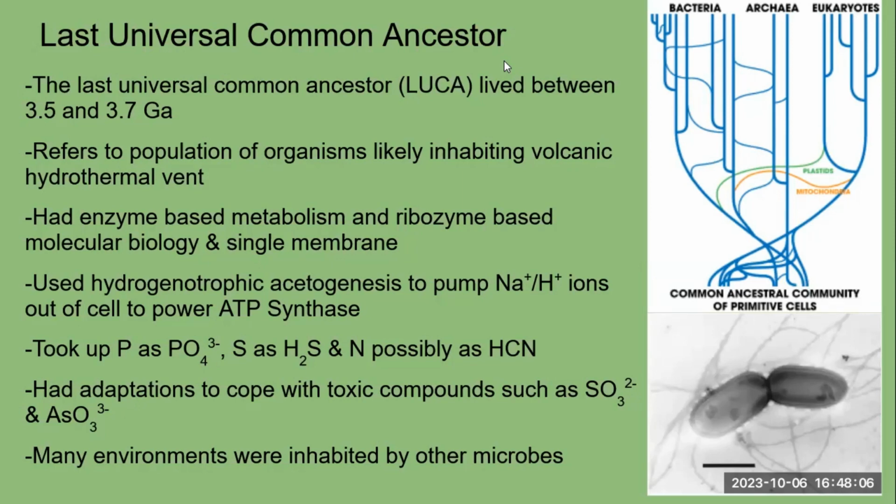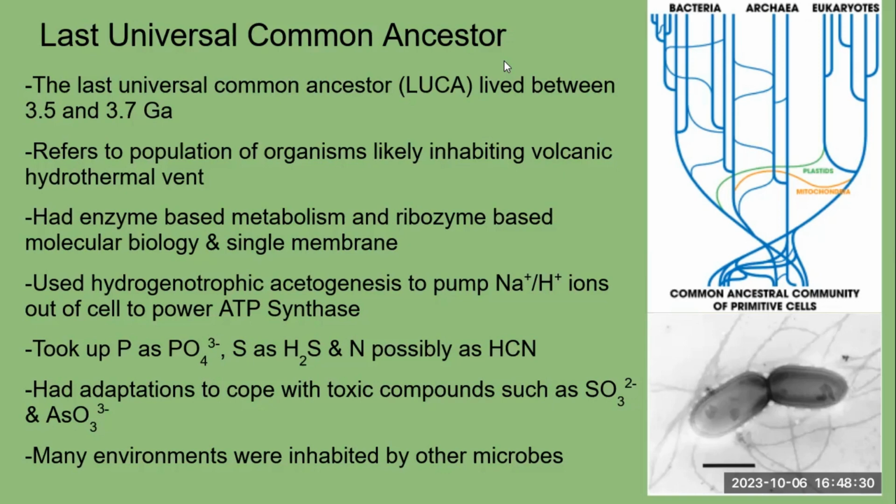LUCA was an autotrophic acetogen, meaning it reacted hydrogen with carbon dioxide to produce acetate. The flow of electrons from hydrogen to carbon was used to pump sodium ions and protons out of the cell to generate a cross-membrane pH and salinity gradient. This gradient was then used to power the ATP synthase enzyme.